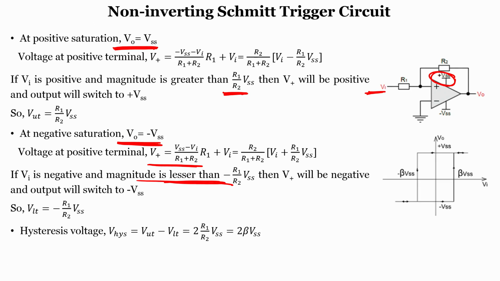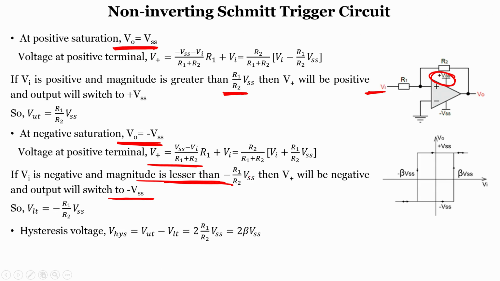I will have V plus will be negative and output will switch to minus V S S, right. So, my output is switching from plus V S S to minus V S S when my voltage V I is greater than R 1 by R 2 into V S S or is less than minus R 1 by R 2 into V S S, right. So, in this case my upper voltage was V U T equals R 1 by R 2 V S S, my lower voltage is minus R 1 by R 2 into V S S.